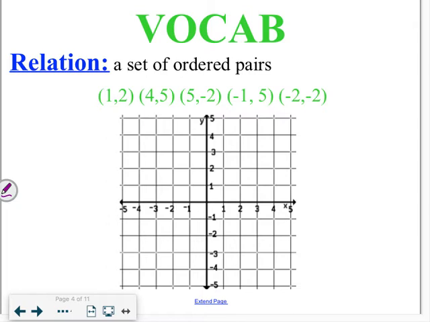So our first point is at 1, 2, so 1 to the right and up 2. Our second point is at 4, 5, so 4 to the right and up 5. Next point is at 5, negative 2, that's 5 to the right and down 2. Next point is at negative 1, 5, so 1 to the left and up 5. And our last point is at negative 2, negative 2, which goes to the left 2 and then down 2. So our first representation of the relation is on the graph.